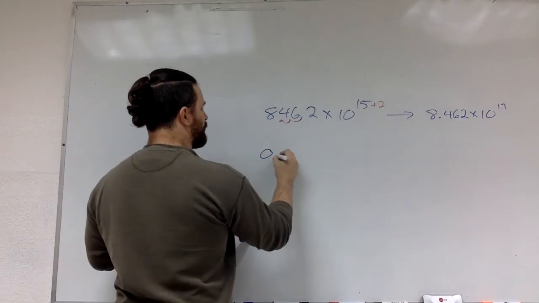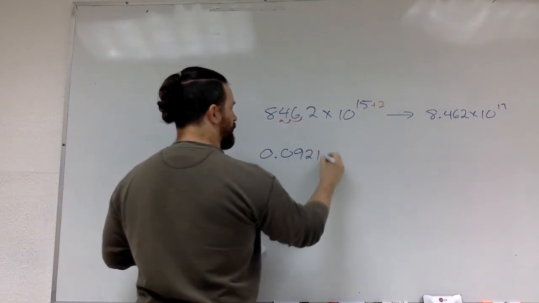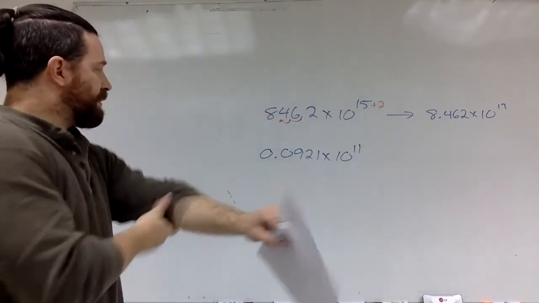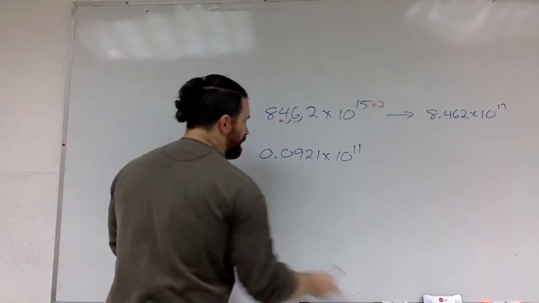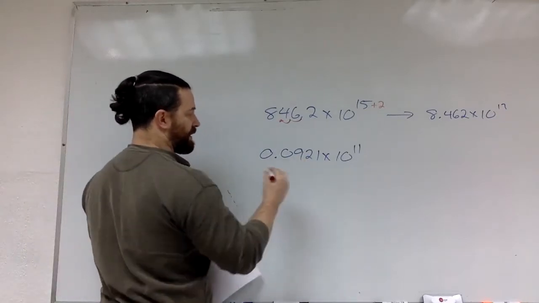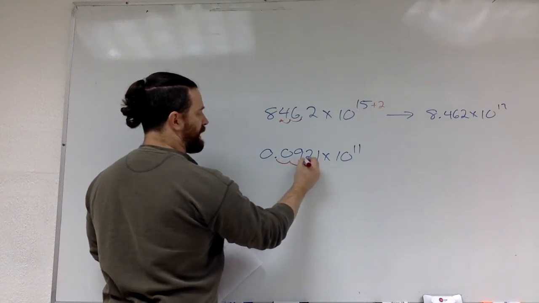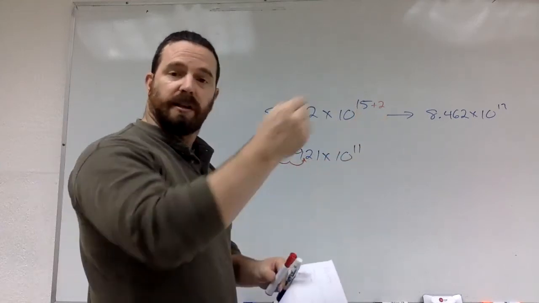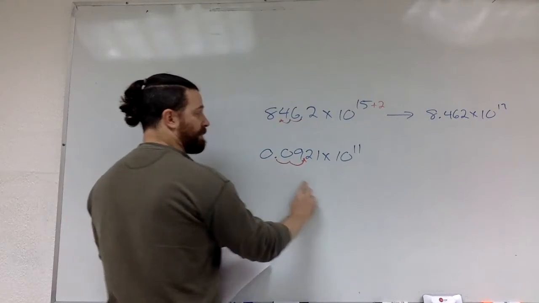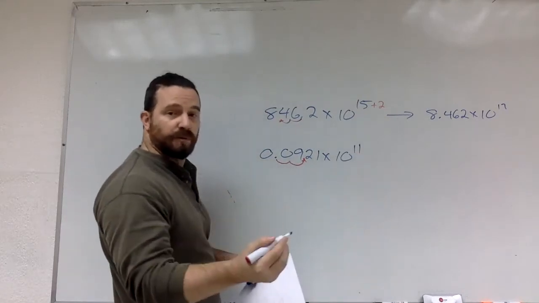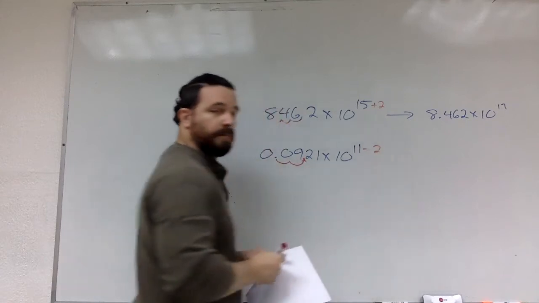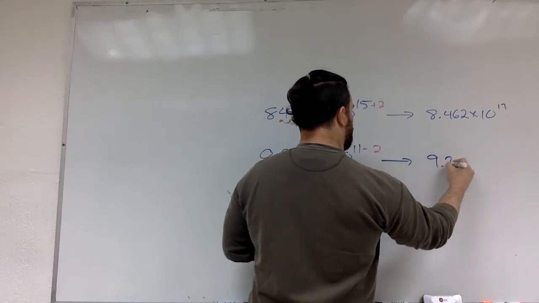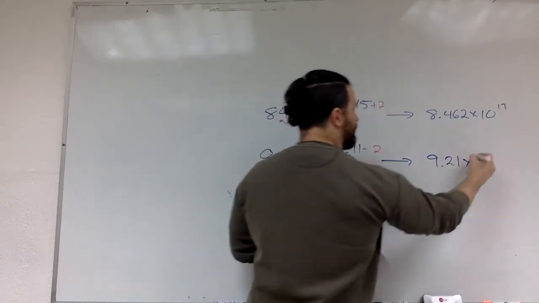Let's take a look at a couple others. Let's say I've got 0.0921 times 10 to the 11. My decimal right now needs to be moved 2 places. I need to move the decimal back here behind the 9. So if I move the decimal back here behind the 9, 2 places to the right. Remember right, derecha, derecha, decrease. So now I'm going to come up here to the exponent, and for a decrease, you're going to subtract. So I'm going to put minus 2. So my final answer will read 9.21 times 10 to the, 11 minus 2 gives me 9.